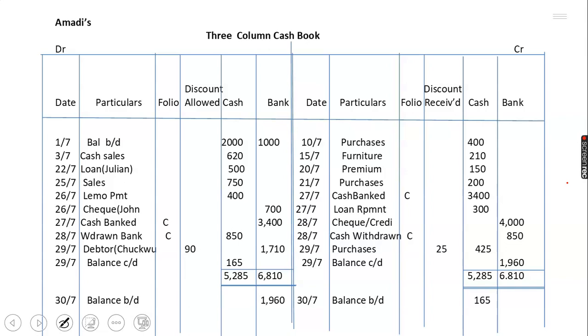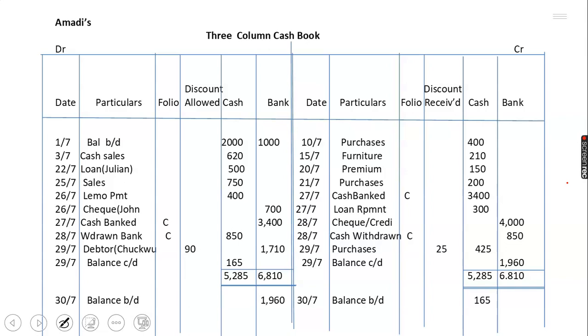So now the next thing is to balance off mainly the cash columns and the bank columns. We don't have anything to do with the discount received and discount allowed columns. We have to leave them. So taking the cash columns, we have to add the postings in the cash column together and see how much it's going to give us. Whichever one is higher, we now take the lesser or smaller one away from it.